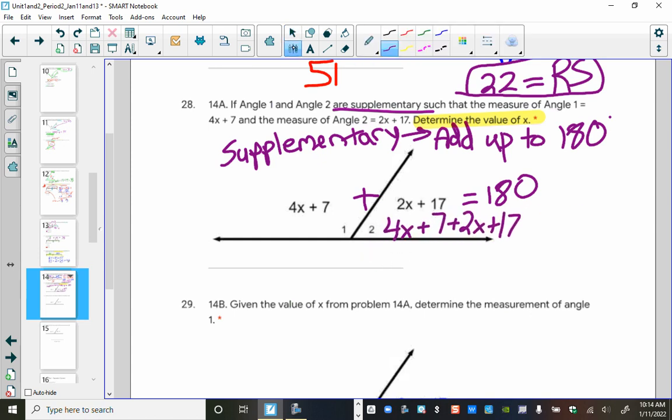Just going to write over here. And then for 14B and C, the very last two questions, you're going to find each individual angle. I'm going to have you all try that for the rest of the period.